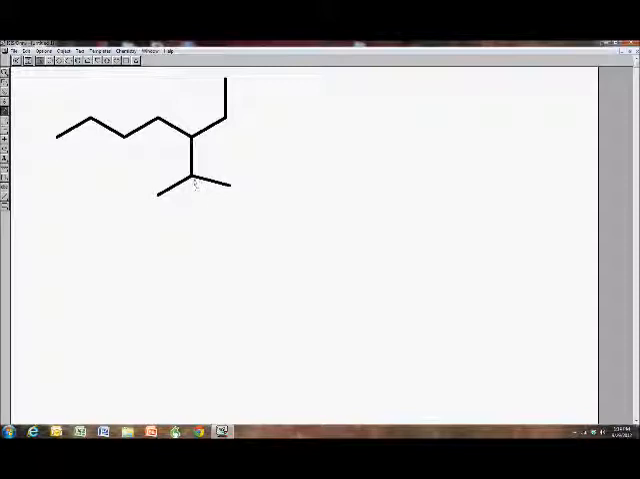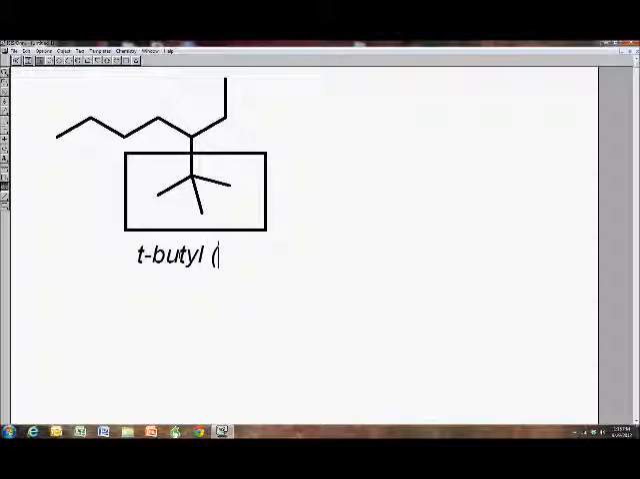Let's get rid of that. If it were like this, this is now a tert-butyl group. And again, I'm sure you've seen these before. So it can be called a T-butyl group, or a tert-butyl group is the more formal name to it. 3-tert-butyl heptane. Now, this is a group that you might not have seen before.